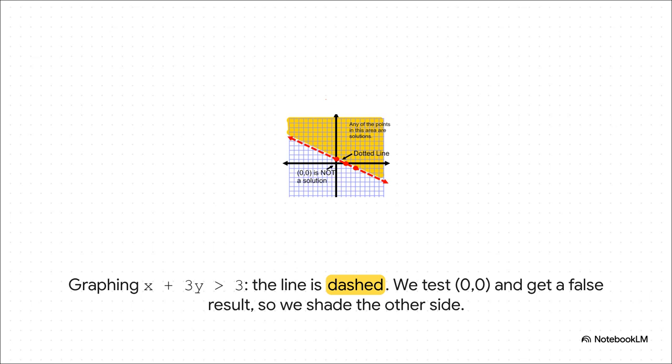Let's walk through this one together. We're graphing x + 3y > 3. First thing you notice, right? The line is dashed. Why? Because our symbol is strictly greater than, not or equal to. The points on the line don't count. Now, how do we know where to shade? We pick a super easy point to test, like home base, (0, 0). Plug that in, you get 0 + 0 > 3. So, is 0 bigger than 3? No way, that's totally false. And because it's false, we shade the entire region on the other side of the line. Everything in that shaded area is a solution.